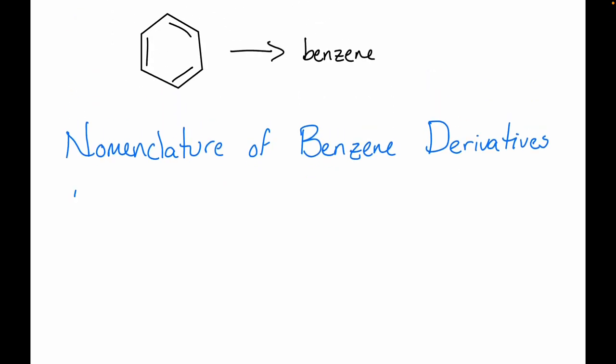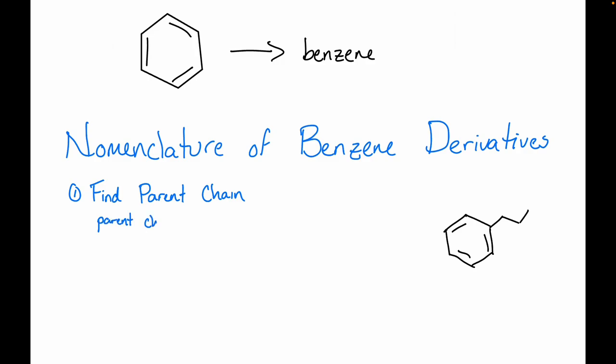All right, so step one, we're going to find our parent chain. And that parent chain is going to be that benzene ring. All right, so let's just put an example here. Our parent chain is benzene. Then we're going to find and name our substituents. I've got this three carbon group right here, this three carbon alkyl group. So what would that be called? A propyl group.